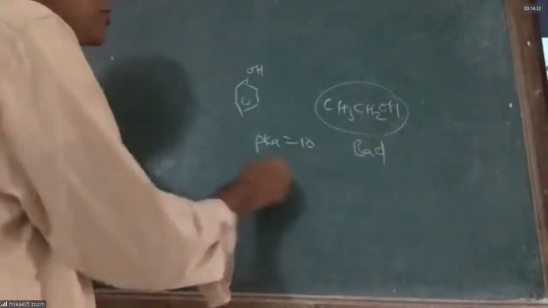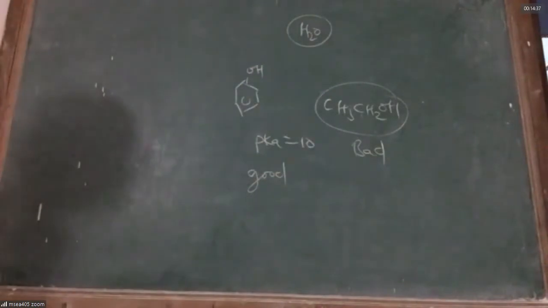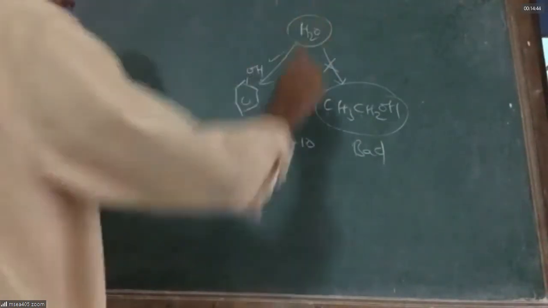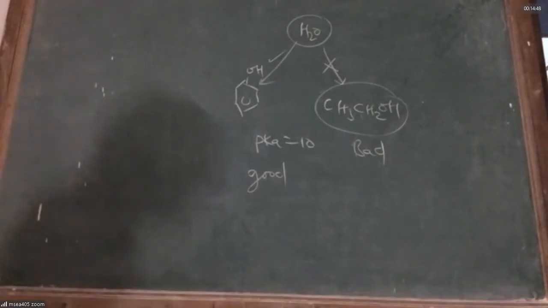You are comparing with whom, sir? I am comparing with water. When compared with water, alcohol is a bad acid. Phenol is a good acid. Why like that? Because of the lesser value of pKa.